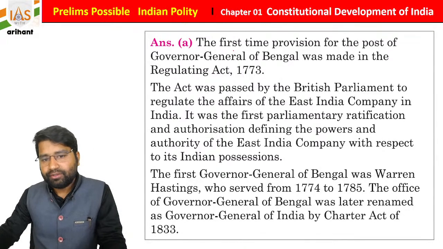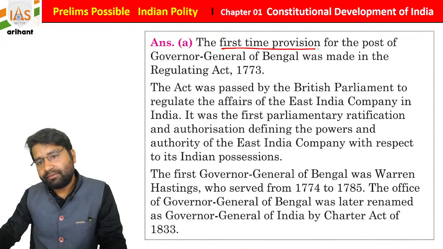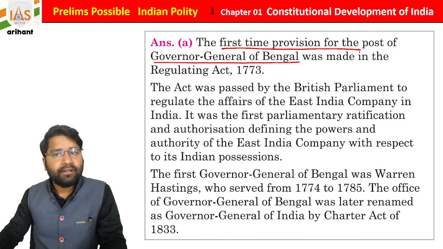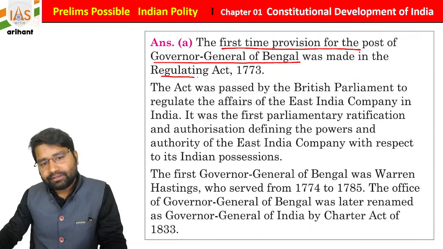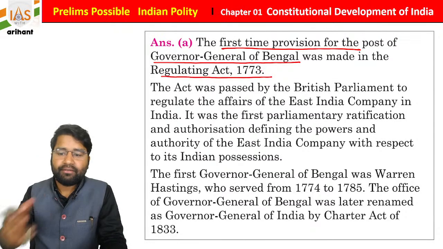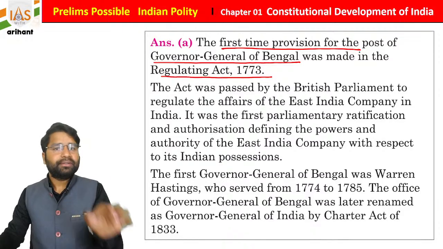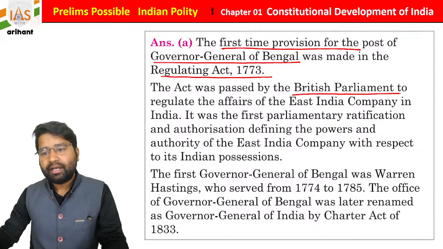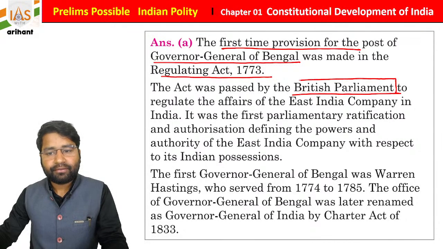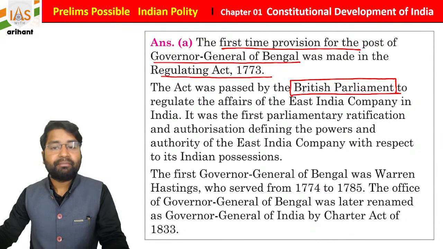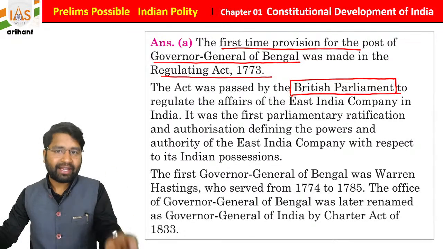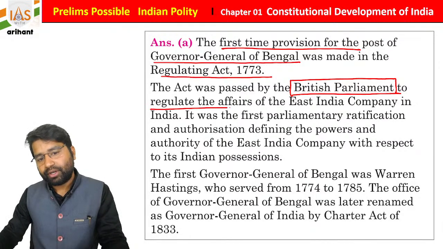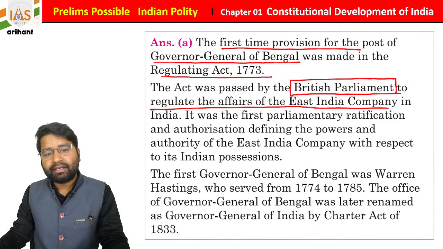Okay, so if you see, students, for the first time the provision for the post of Governor General of Bengal is mentioned under the Regulating Act 1773. We are already aware of the same. And students, this act was passed by the British Parliament, and I told you already, this is the first time the British Parliament made a direct law or act in India to regulate the affairs of the East India Company in India.